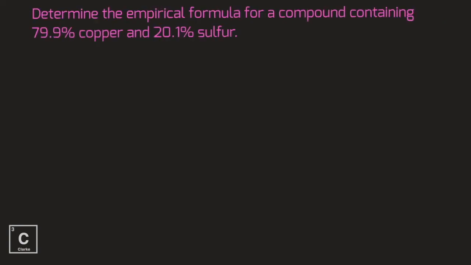Okay, y'all, last problem. And I'm noticing it's an empirical formula problem. I thought it was a hydrate problem. I wished it was a hydrate problem, but it's a little bit too late in this to be wishing to change. So we're just going to go ahead and finish it because that's what's on your review. Determine the empirical formula for a compound containing 79.9% copper and 20.1% sulfur. So I've got 79.9 grams of copper and 20.1 grams of sulfur.